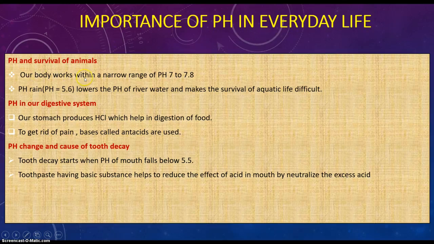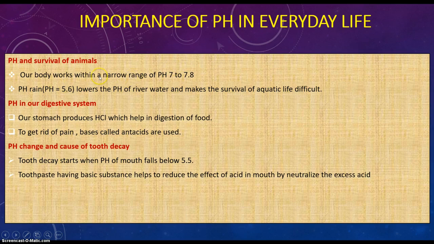For example, our body works within a narrow range of pH 7 to 7.8, because the blood present in our body is a slightly basic solution that has a pH of 7 to 7.8. Our blood pH is constant in this range, 7 to 7.8.